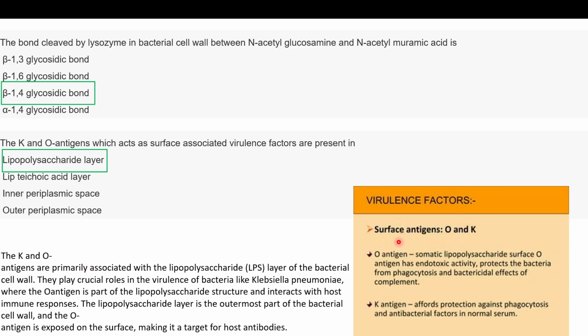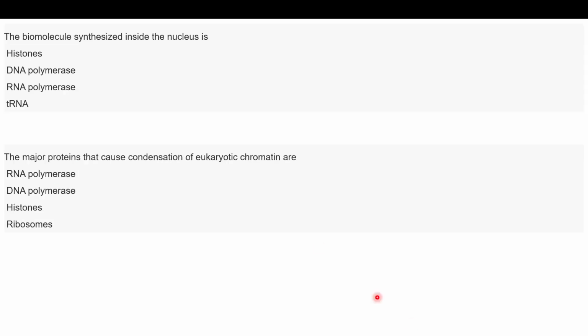So the lipopolysaccharide layer is the outermost part of the bacterial cell wall. O antigen is exposed on the surface, making it a target for host antibodies. So O antigen has endotoxic activity and protects the bacteria from phagocytosis and bactericidal effects of complement. K antigen affords protection against phagocytosis and antibacterial factors in normal serum.